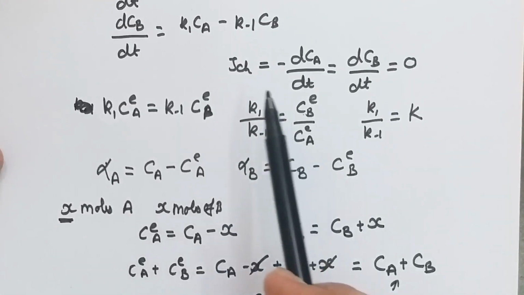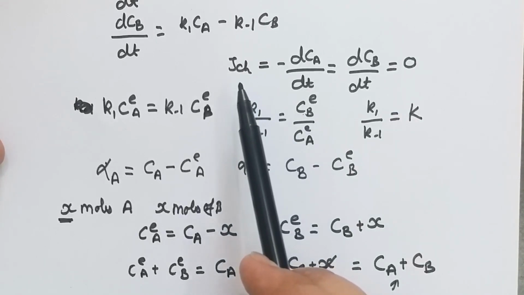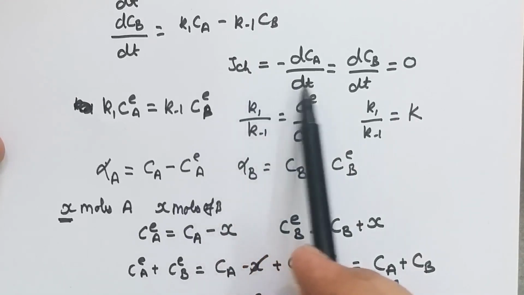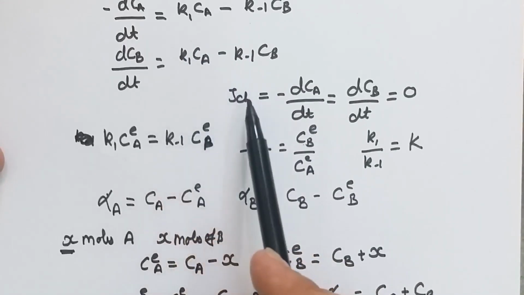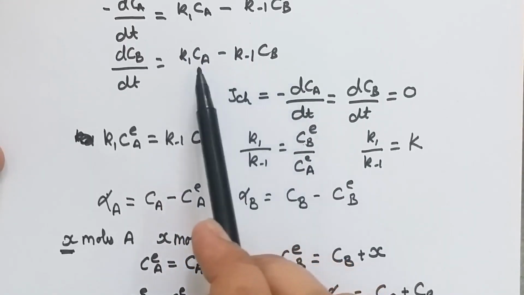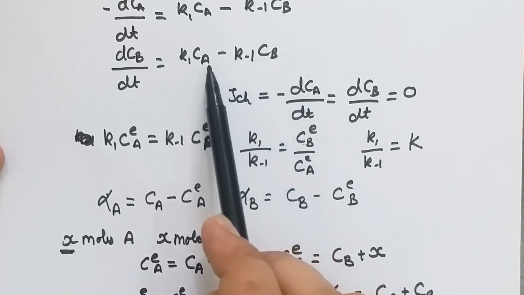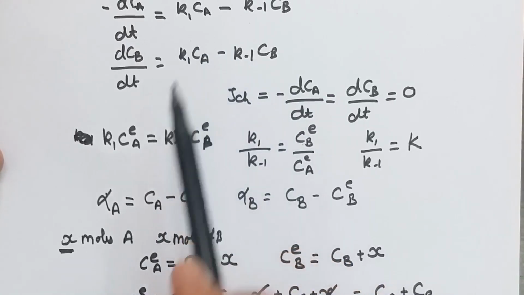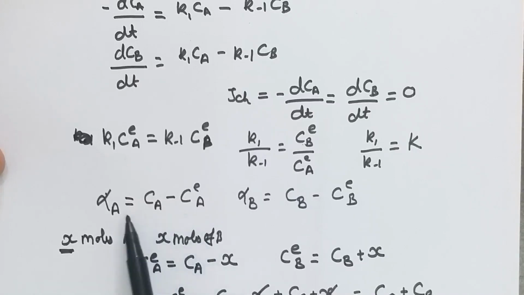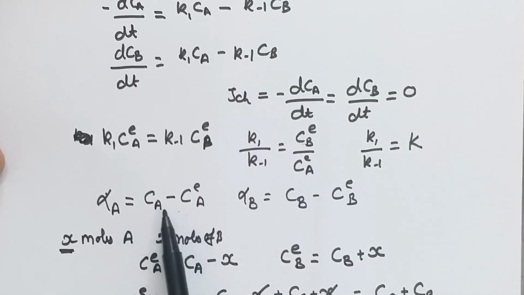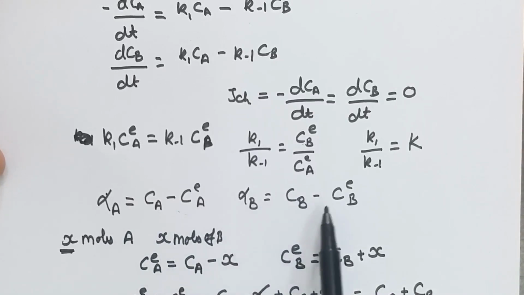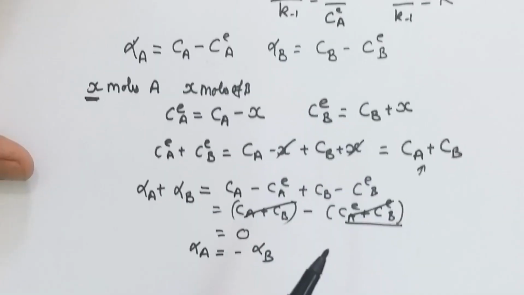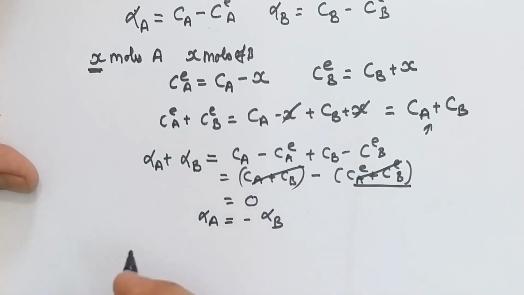Now we have already written that JCH is the rate of the reaction, and this JCH is equal to this or this. So over here we can substitute this particular expression. We can rearrange it and write the expression of CA, that is CA will be equal to alpha A plus CEA, and CB will be equal to alpha B plus CEB. So both these expressions we will be using now.